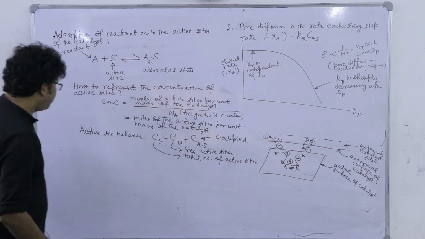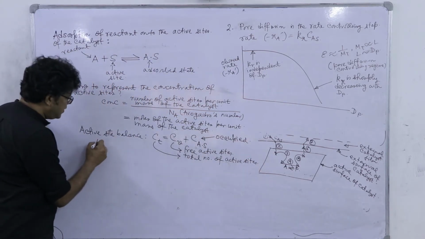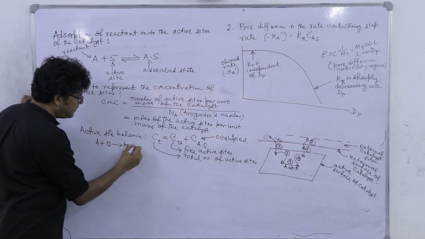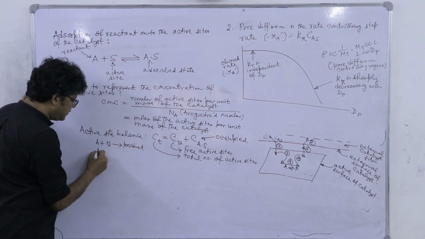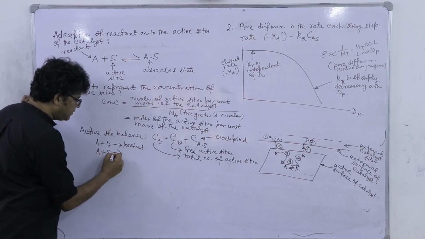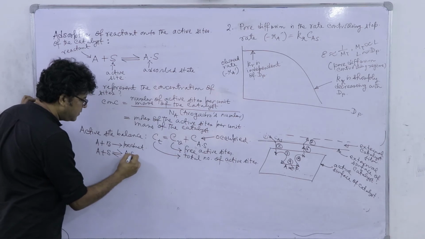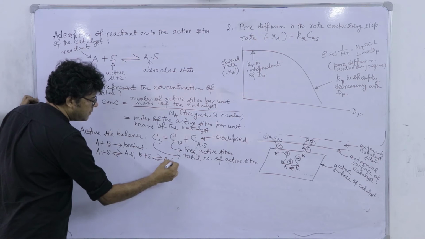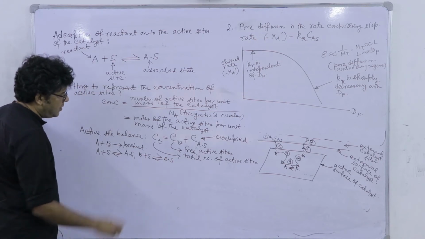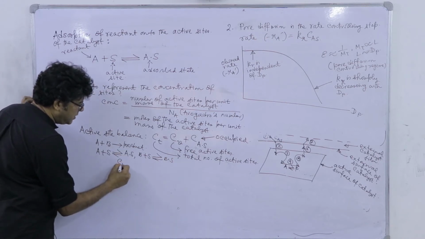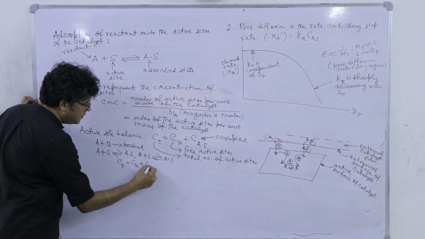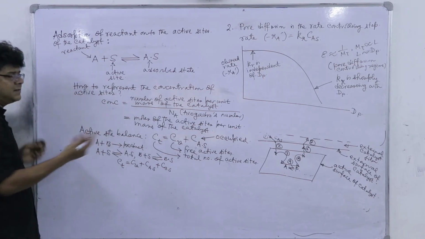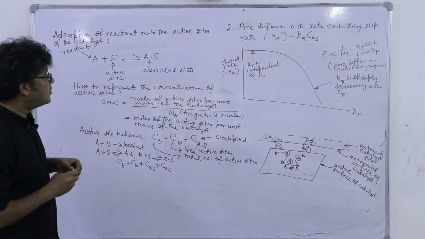Right? If I have a reaction, say A and B giving product, and the adsorption reaction will be A plus S giving A dot S, B plus S giving B dot S. Right. So, here you can see that CT we can write as CV plus CA dot S plus CB dot S. Right. So, the balance equation will change based on the stoichiometry of the reaction.